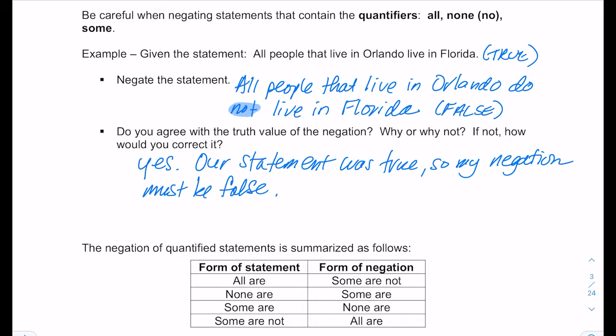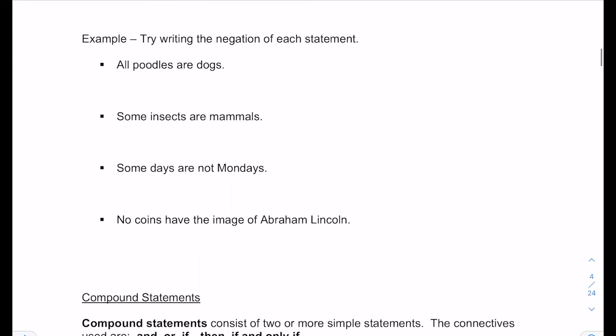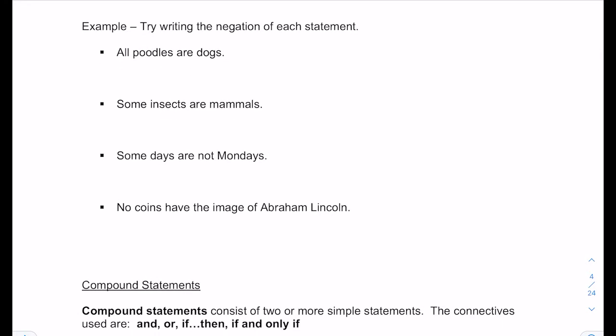If your statement starts with "none are," you can change it to "some are." If your statement starts with "some are," you would change it to "none are." And then, of course, "some are not" could be changed to "all are" when you negate it. Again, giving you a false or a true, depending on what you started with. Use the table and try writing the negation of each statement. So feel free to pause the video and negate these statements.